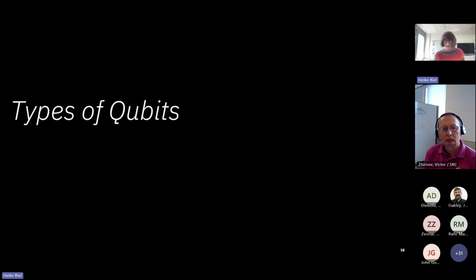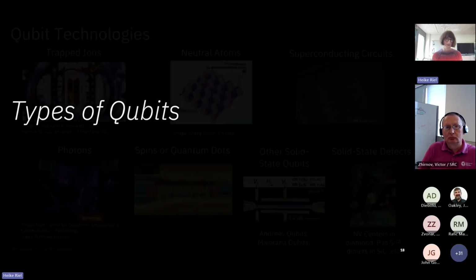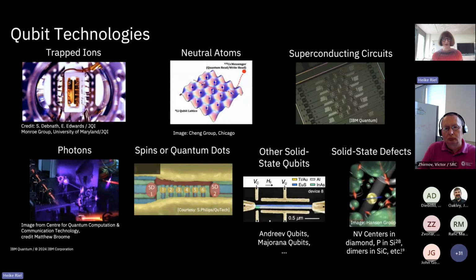Now I would like to explain a bit about the different types of quantum bits, because you've seen before that a qubit needs a ground state and an excited state. You need to be able to build a superposition, and you can imagine that there are a variety of different physical systems where you can build a qubit. Some of them are shown here, and I will talk in a bit more detail about some of them.